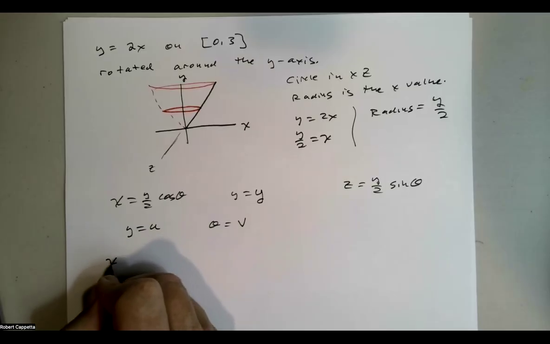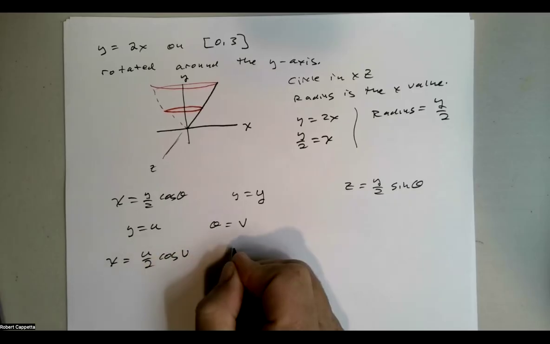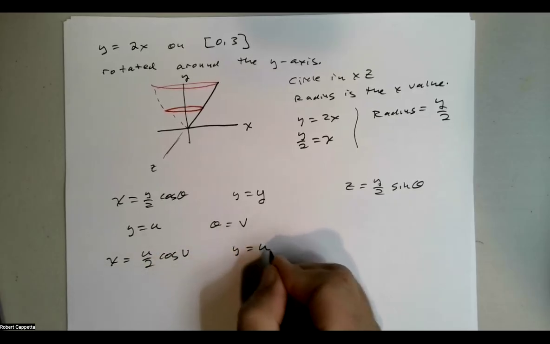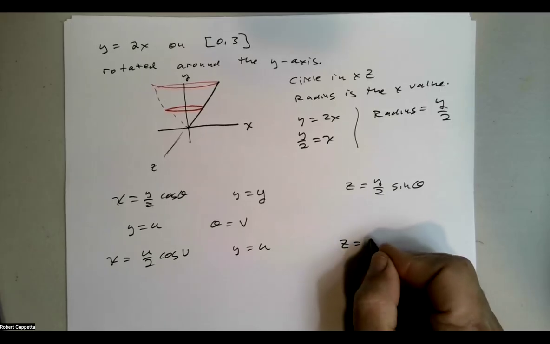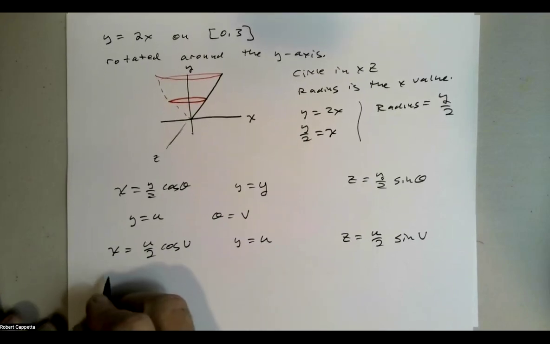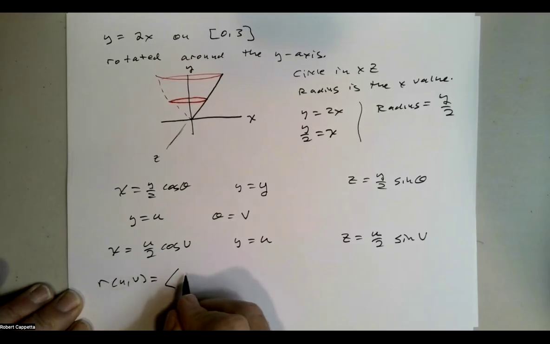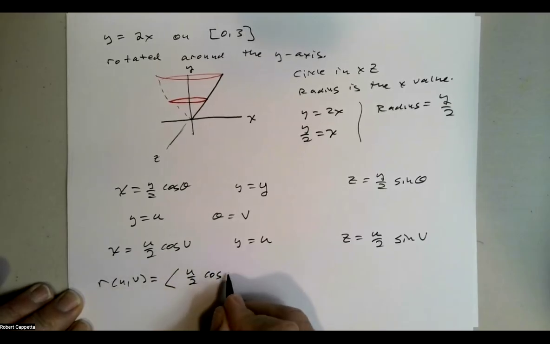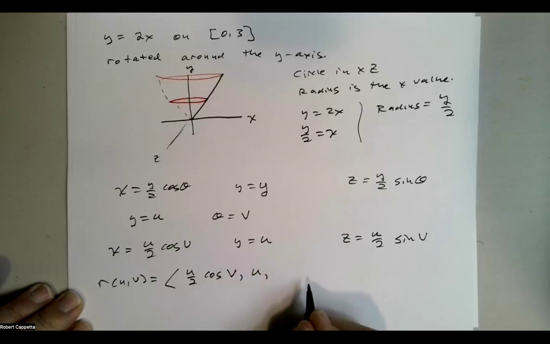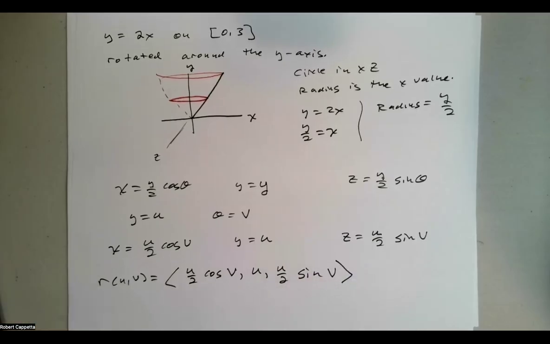What is that going to give me? X is u over 2 cos v, y is u, and z is u over 2 sine v. So let's go ahead and write this in r of u comma v form. R of u comma v is, in the x slot, u over 2 cosine v, comma u, comma u over 2 sine v. So this will be my parametric representation for this surface of revolution.